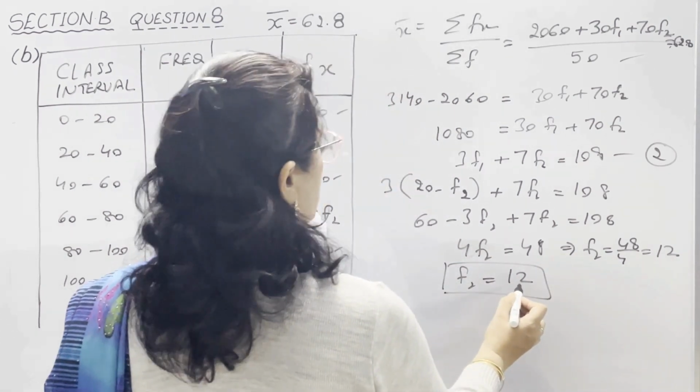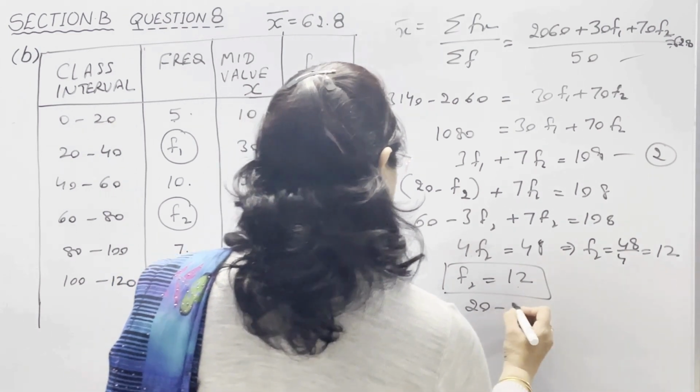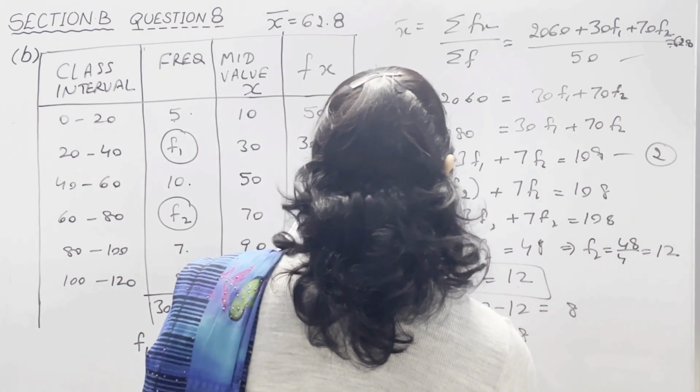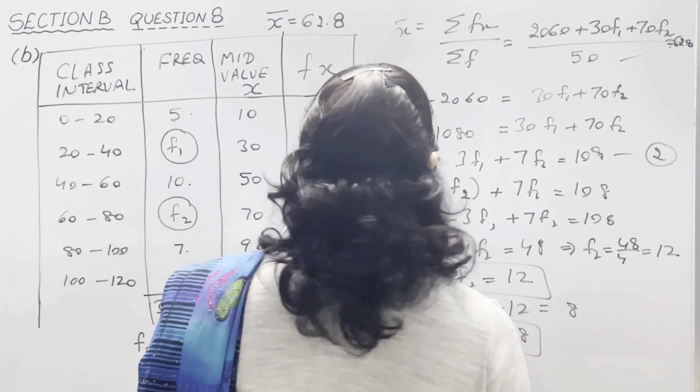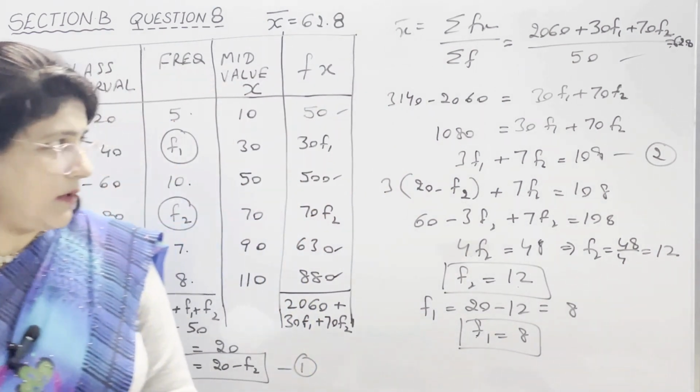Now we can put this value of F2 in our first equation. So value of F1 is 20 minus F2. It means 20 minus 12. It means 8. So value of F1 is equal to 8. So missing frequencies, first frequency is 8 and second frequency is 12. This is our answer. Part number C of question number 8.